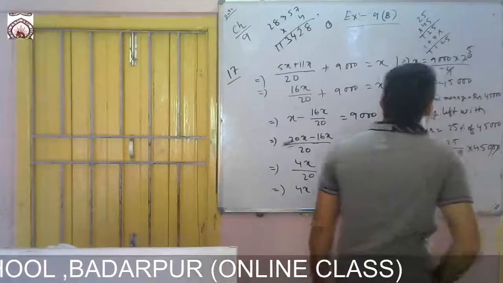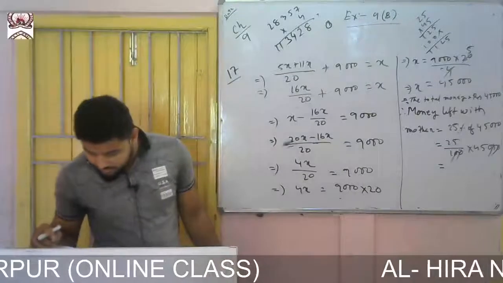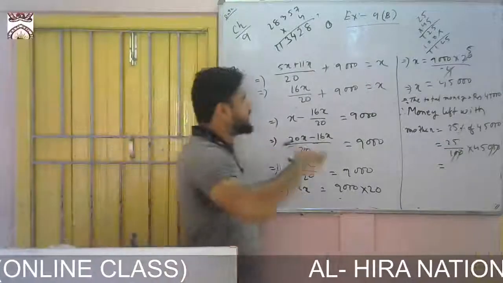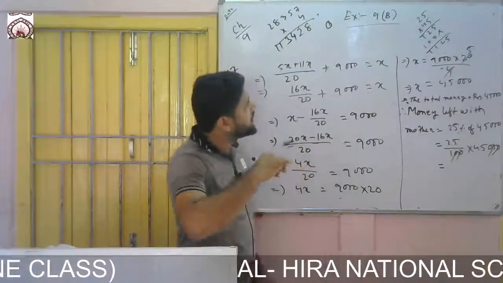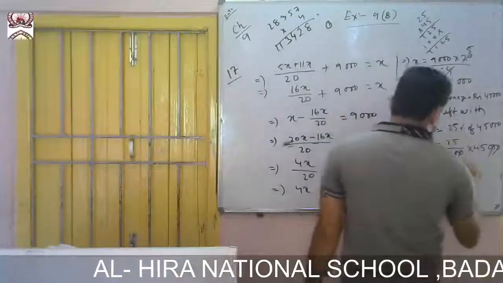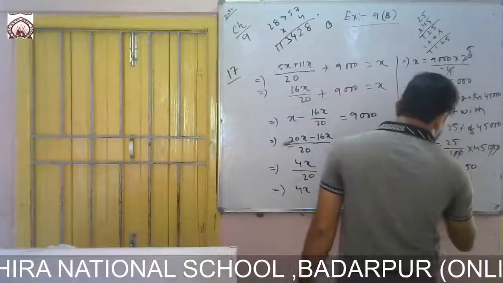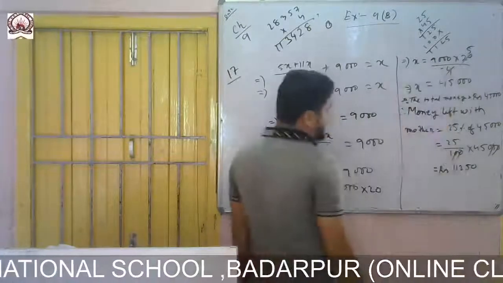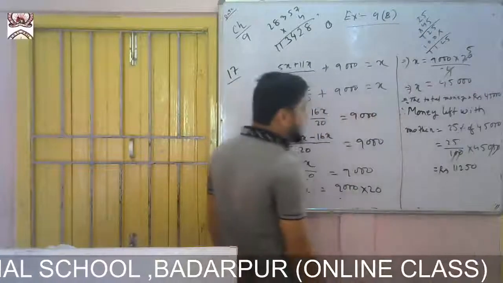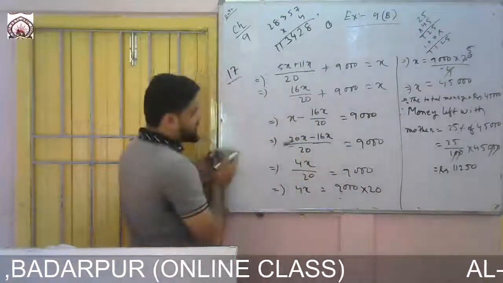Okay, so the money left with his mother is 11250 rupees. Now the money left with his daughter. There is no space here, so you write here.